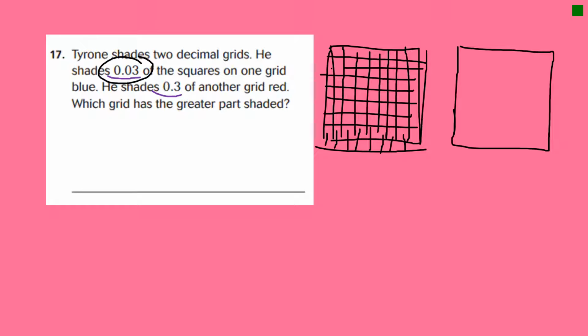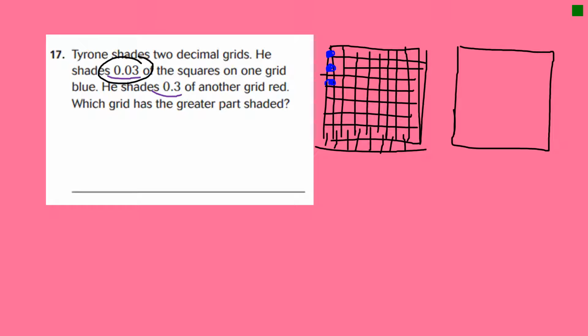Okay, let's pretend that's 100 and it's perfect. So if he shades 3/100ths, or 3 out of 100, blue, he would shade 1 out of 100, 2 out of 100, 3 out of 100. Well, that's not very many, is it?